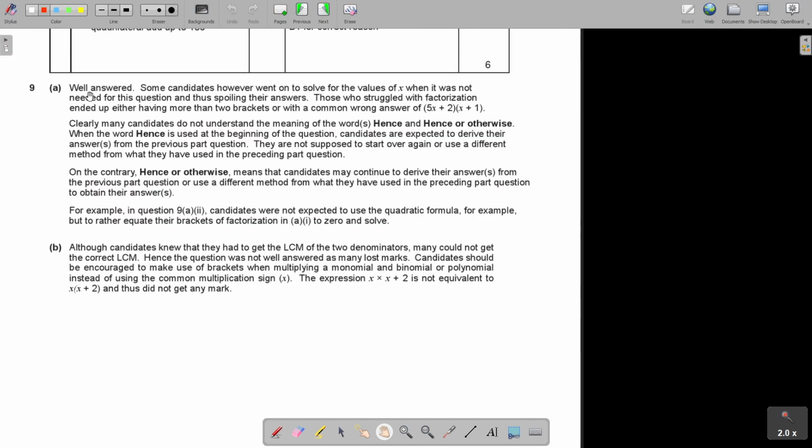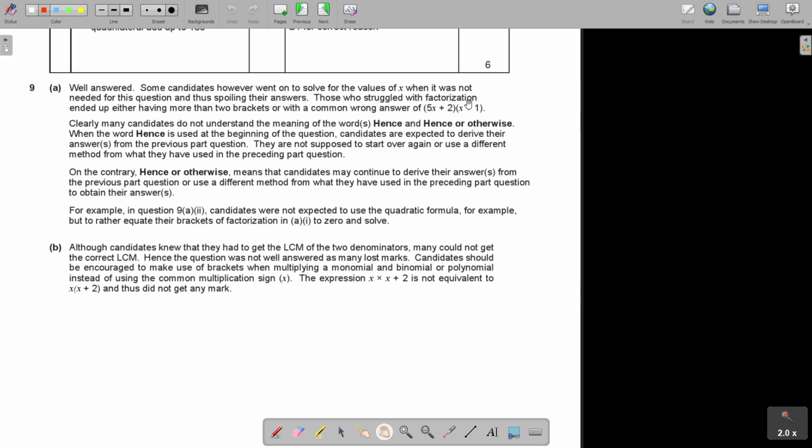Okay, number A was that factorization. Well answered. Some candidates, however, went on to solve for the values of x when it was not needed for this question and thus spoiled their answer. It's not the equation, it's the expression. So you can only factorize. Okay, and you have to stop. Otherwise, they're going to penalize you.